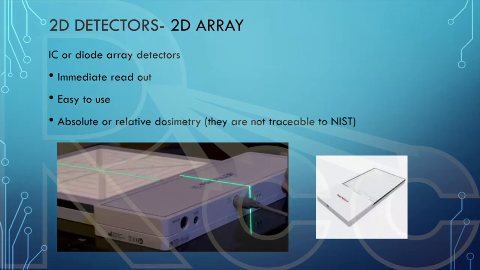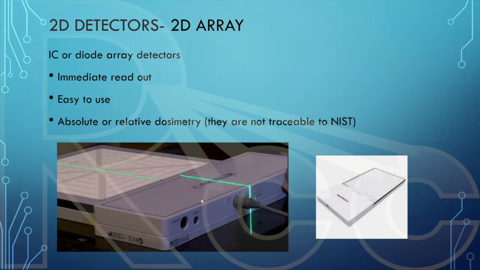So now we might use a 2D array of detectors, either ion chamber or diode array detectors. It gives you an immediate readout. It's easy to use. They are not traceable to NIST. However, you can use it for absolute or relative dosimetry if you calibrate your array. This is what we use.